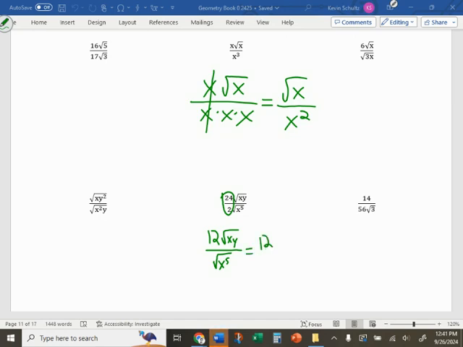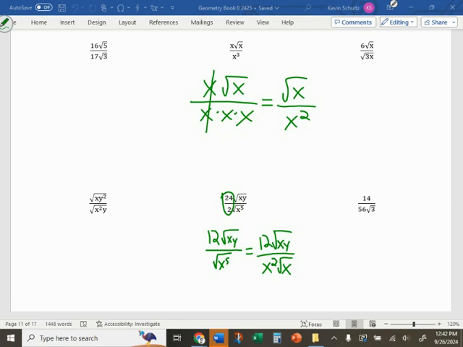X squared root x, right? Because of that odd power, we subtract 1 to get that perfect square, x to the 4th, which becomes x squared. And because that power is odd, we know we'll always have that extra root x, or root y, or whatever it is. Now what can we do?